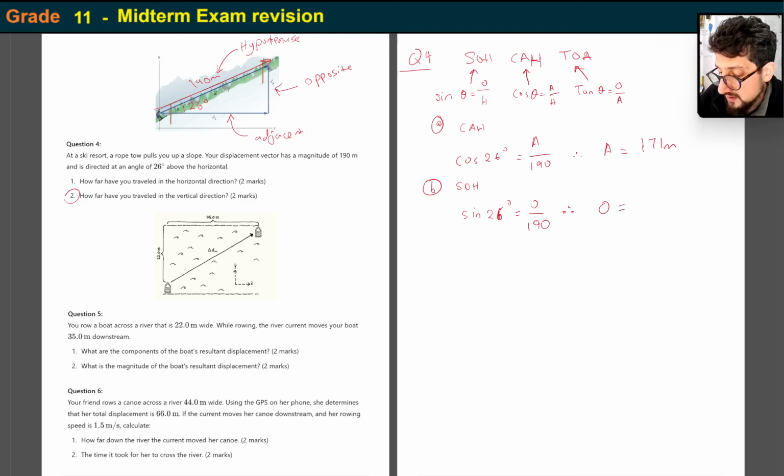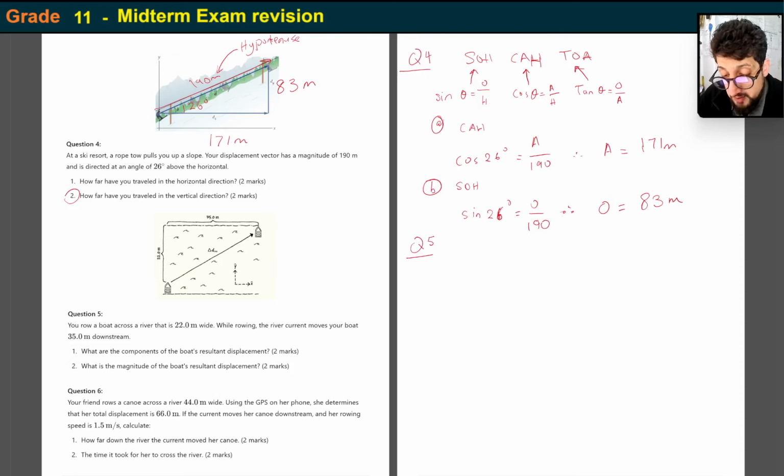So the opposite is going to equal sine 26 multiplied by 190. So that's going to be 83 meters. So what we're saying here is that this is going to be 83 meters, while this is going to be 171 meters. Okay? All right, let's go to question 5.